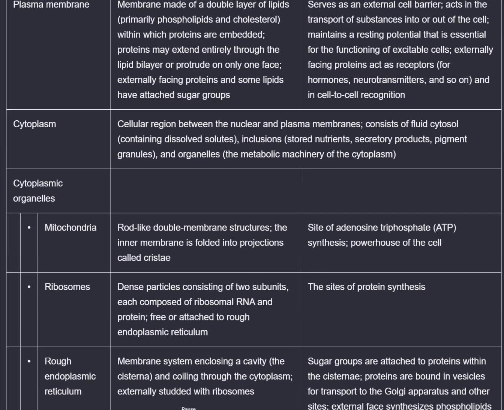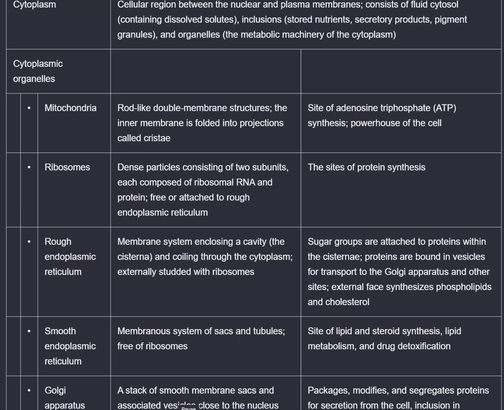Plasma membrane. Membrane made of a double layer of lipids, primarily phospholipids and cholesterol, within which proteins are embedded. Proteins may extend entirely through the lipid bilayer or protrude on only one face. Externally facing proteins and some lipids have attached sugar groups. Serves as an external cell barrier, acts in the transport of substances into or out of the cell, maintains a resting potential that is essential for the functioning of excitable cells. Externally facing proteins act as receptors, for hormones, neurotransmitters, and so on, and in cell-to-cell recognition.